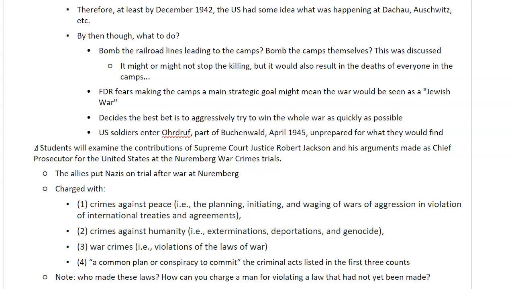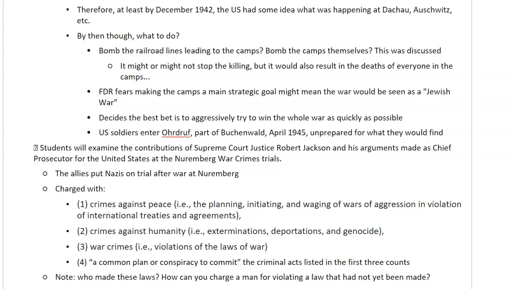FDR fears that making the camps a main strategic goal, like for the army, might mean that the war would be seen as a Jewish war, and that people would start to not back it. So he decides the best bet is to aggressively try to win the whole war as quickly as possible. If we can defeat Germany, we can make this go away.